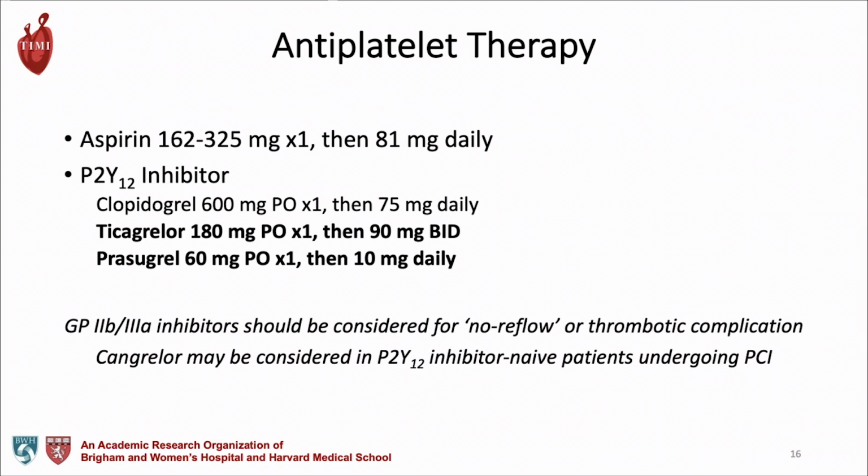Historically, we tended to use a lot of glycoprotein 2B3A inhibitors, which target a different receptor on the platelets. But with more widespread use of P2Y12 inhibitors, the role of GP2B3A inhibitors has diminished over time. And that's because they are associated with high risk of bleeding without much additional bang for your buck. There are 2 clinical settings where we tend to use this.